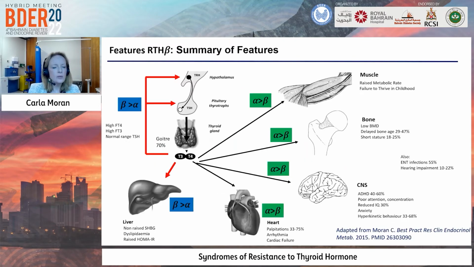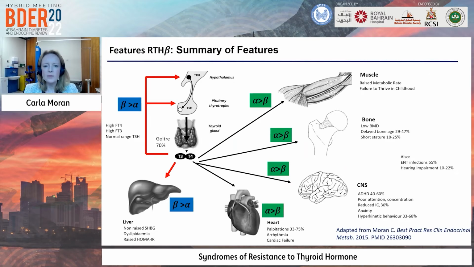So this is a summary of features of RTH beta. We have resistance within the axis, so they have abnormal biochemistry. The majority have a goiter. And in the liver, they have non-raised SHBG, dyslipidemia, and raised HOMA-IR.